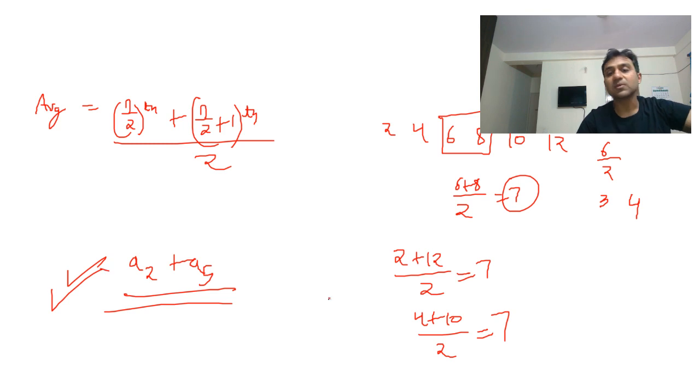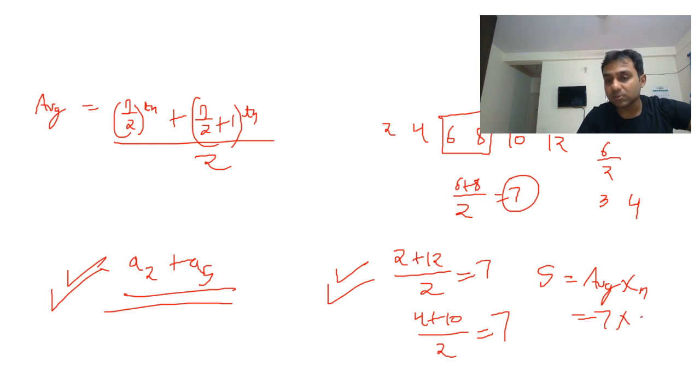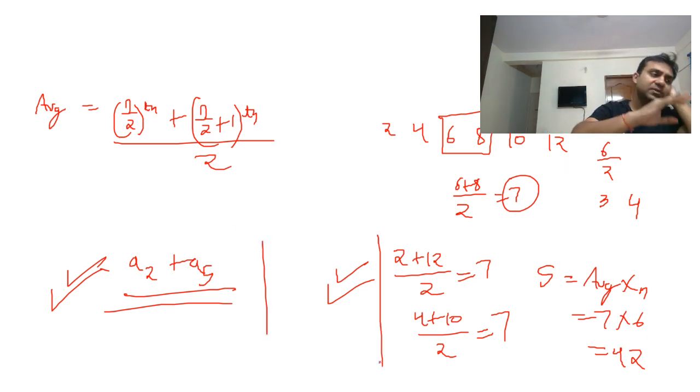Combination rule same. First and last term, second and second last term, third and third last term will be equal to the average. Sum will be equal to average into n, same. 7 into 6, 42. Let's check. 2 plus 4 is 6, plus 6 is 12, 20, 30, 42. All these properties are the same. The average of the first and last term, second and second last term, third and third last term is the same as the average. How to find corresponding values, sum of the series is average into n, everything is the same.